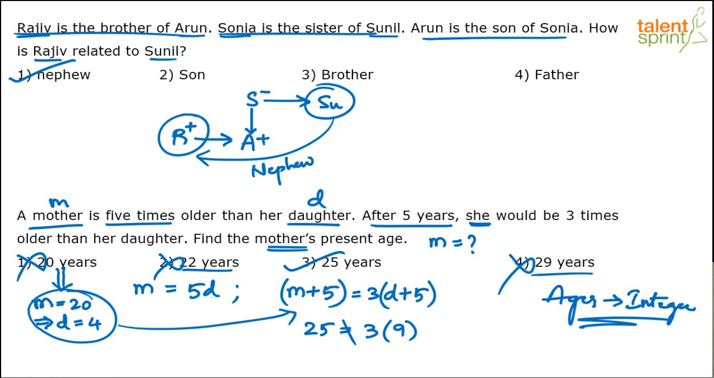I'm sure all of you have got the right answer. 25 years is the correct answer. But the question is, how many of you have got the right answer using the options, using the SMART method?